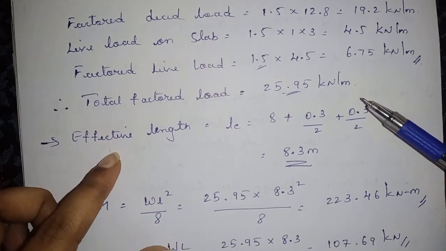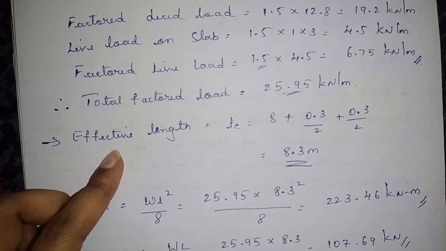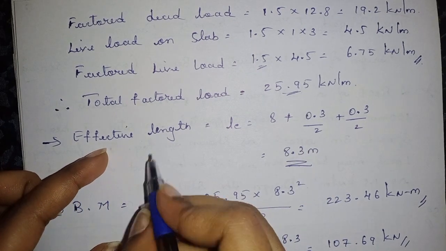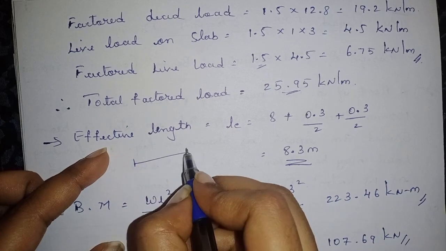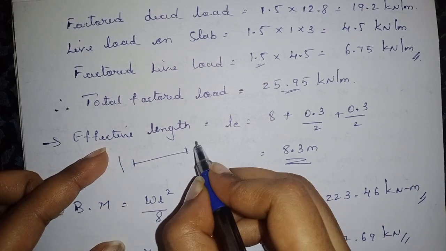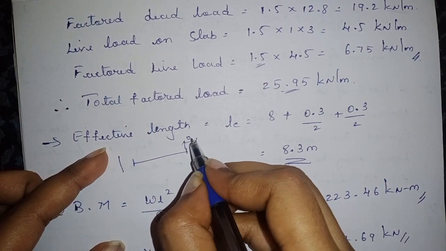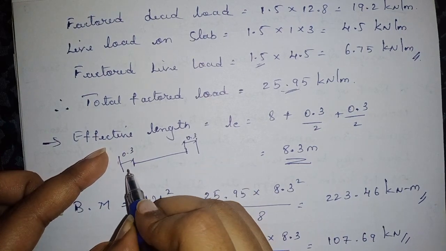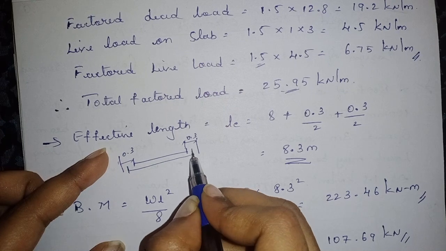Okay, so after this we need to calculate the effective length. Effective length is nothing but 8 meters from inner to inner. This is 8 meters, right? Again, apart from this, you have the wall as 0.3 on either side. The effective length will be from this center till the center of the other one.